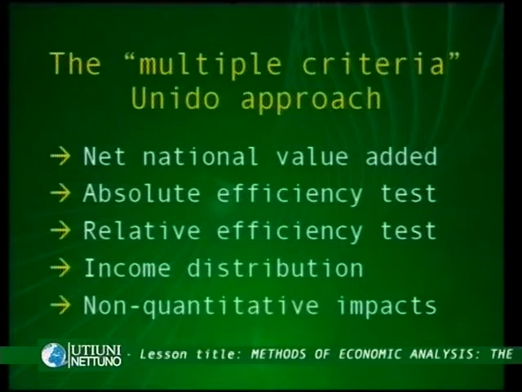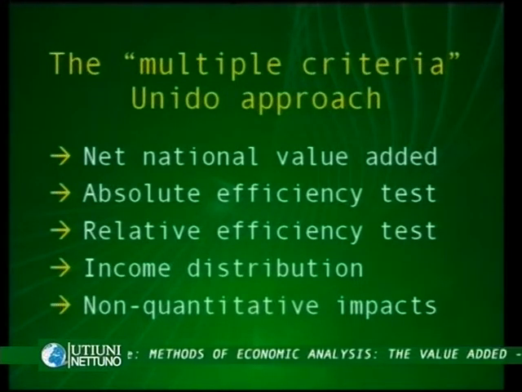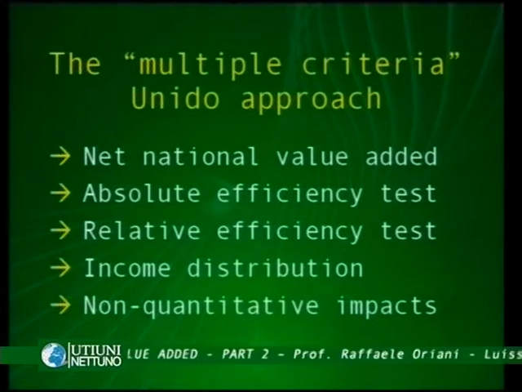And then there are 2 other issues that are considered here. One is income distribution, and the other is non-quantitative impacts. So these particular aspects will be discussed in the last class, but we can provide some hints here. So income, as we have discussed several times at this point, the national government could be concerned not only about the creation of undifferentiated income, but could also be concerned about how this income is distributed across contemporary social groups or different generations.